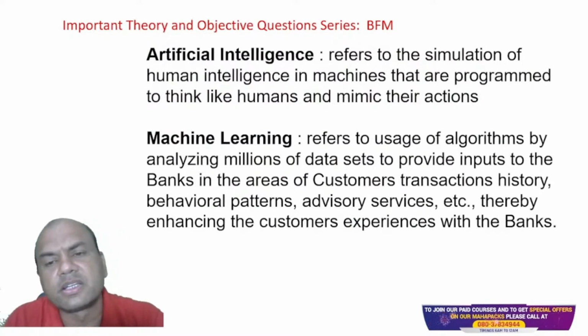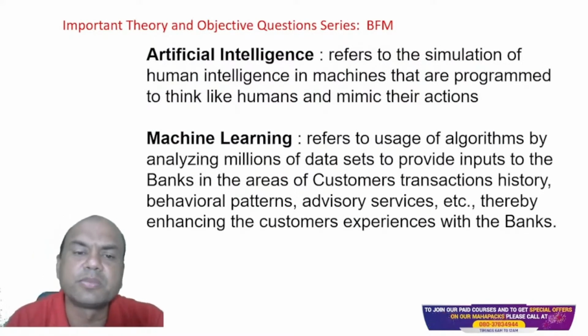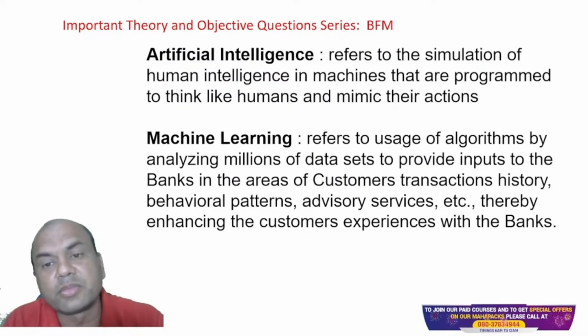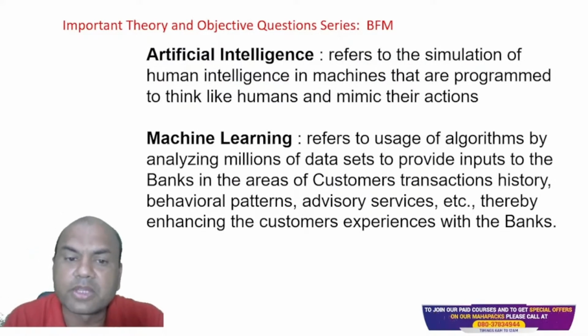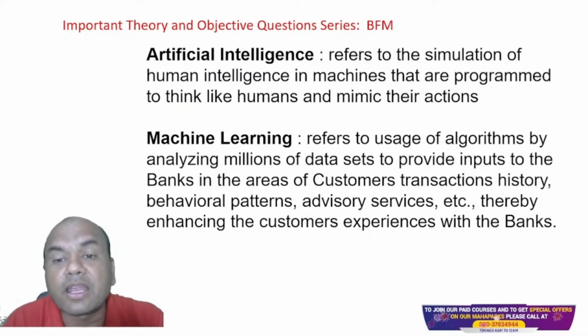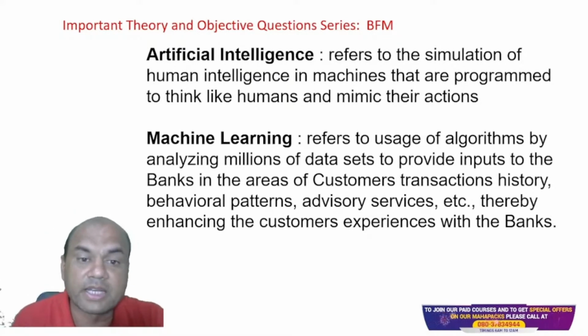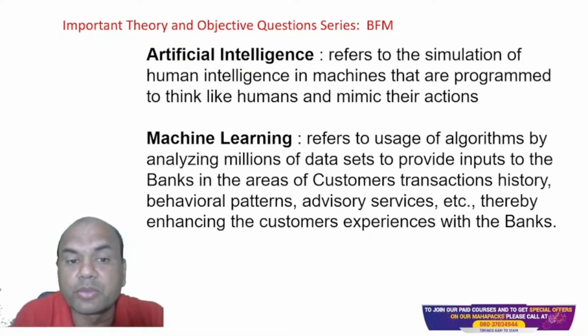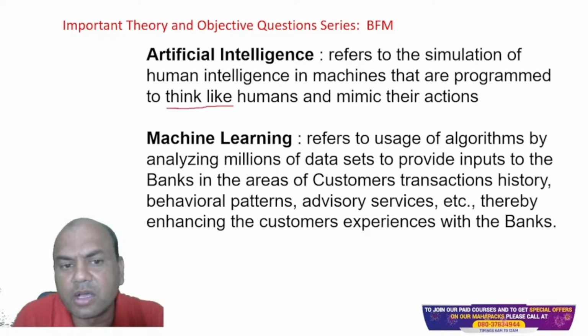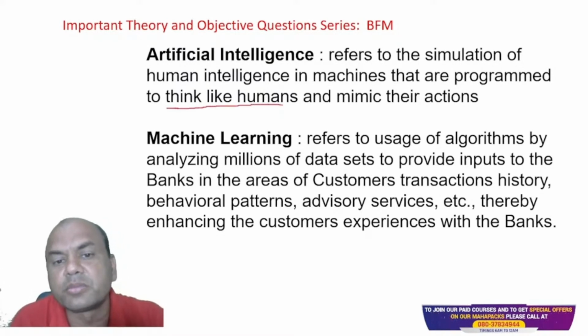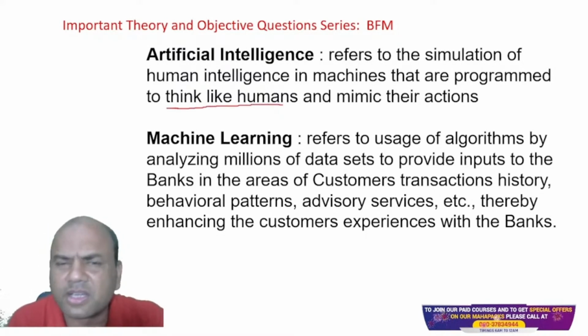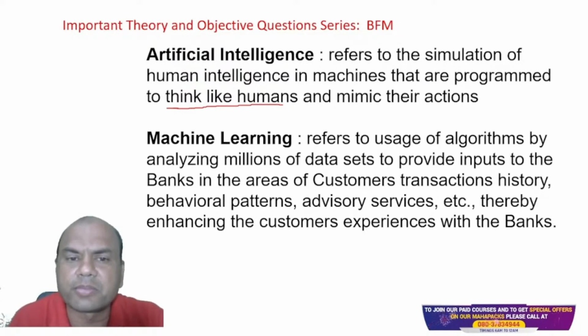AI, artificial intelligence. It refers to the simulation of human intelligence in machines that are programmed to think like human beings and mimic their actions. Understand this, programmed to think like human beings. You'll say, sir, how can a machine replace a human being? Of course it can't. No machine can replace a human being.